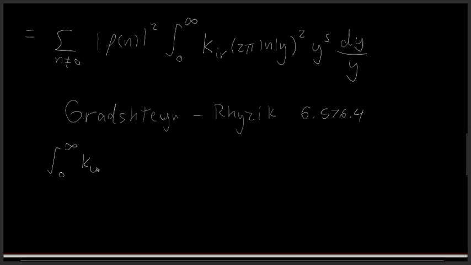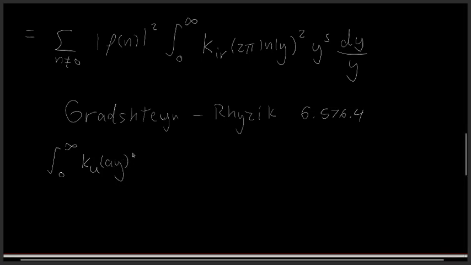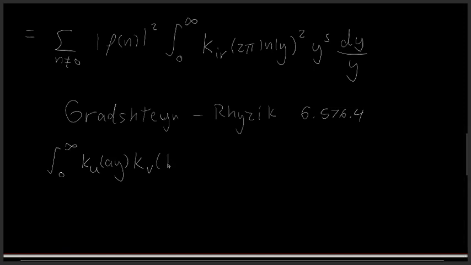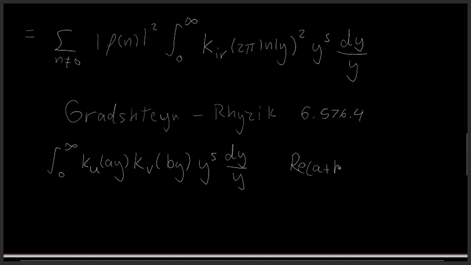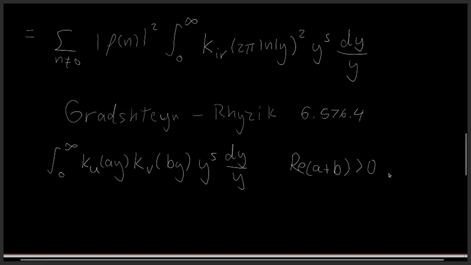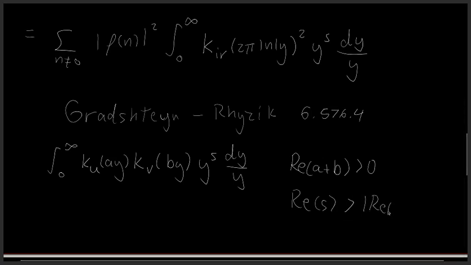So the identity is if you have K Bessel function at u, ay, times another K Bessel function at v, by y to the s dy over y, and there are going to be some assumptions on these parameters. What you need is that the real part of a plus b is strictly positive, and you need that the real part of s is strictly greater than the sum of the absolute values of the real part of u and the real part of v.